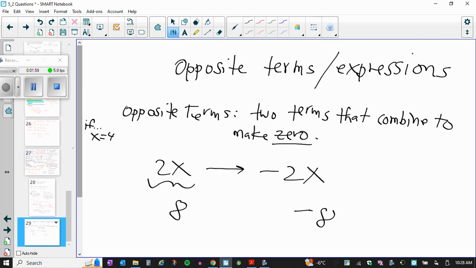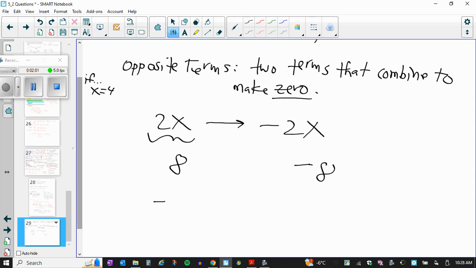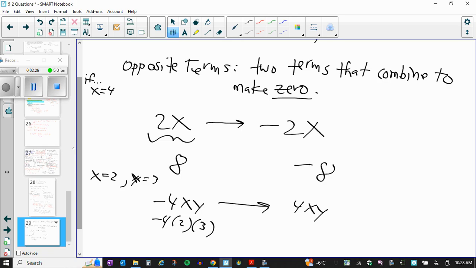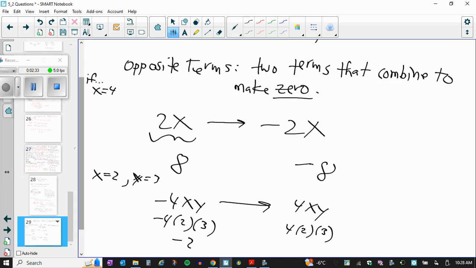And that would be the same if I gave you something as complicated as negative 4xy. Its opposite would simply be a positive 4xy, right? Likewise, if I chose random numbers for x and y like 2 and 3, let's pretend x is 2, and y is 3. So if x is 2, we'd have negative 4 times 2 times 3. And over here, we'd have a positive 4 times 2 times 3. Now really what we could see is this is going to give us a negative 24 when we simplify it.